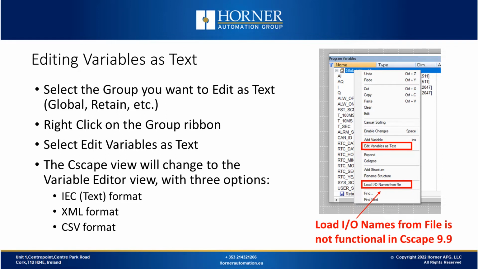I also want to point out an option that you'll see when you right click on that group earlier in this step, which is called Load IO Names from File. That feature is currently not active in Cscape 9.9 Service Pack 6 and earlier, and is only currently enabled for when you're using the IEC mode for logic editing in Cscape.